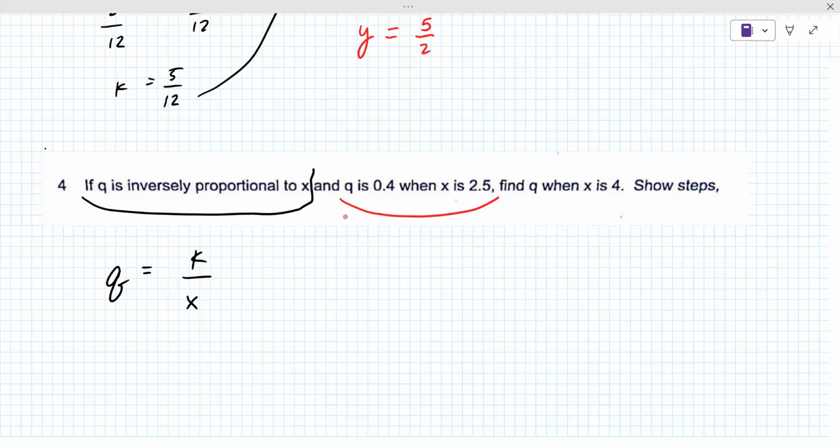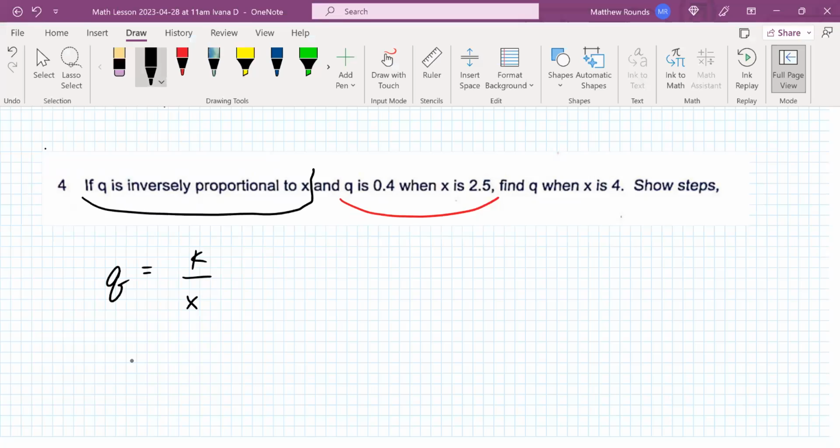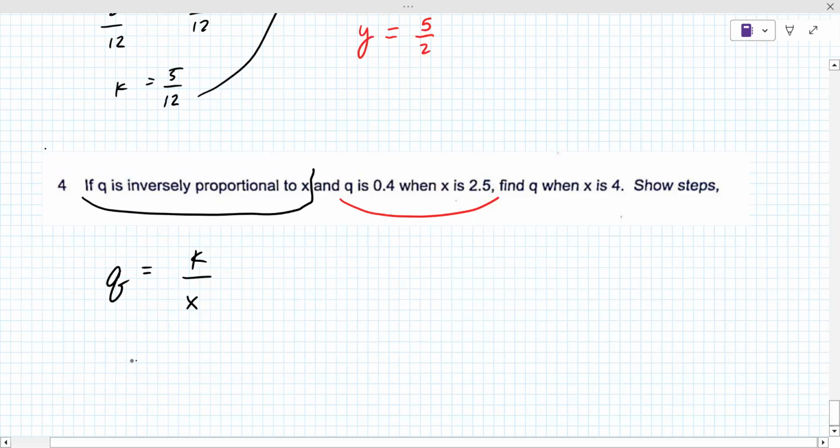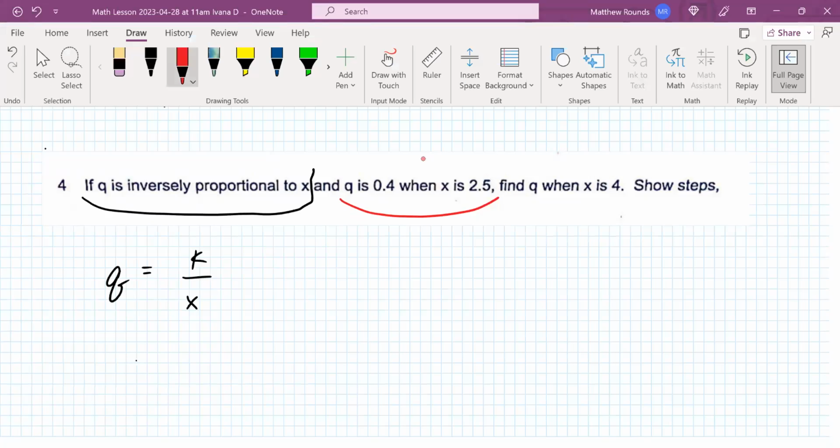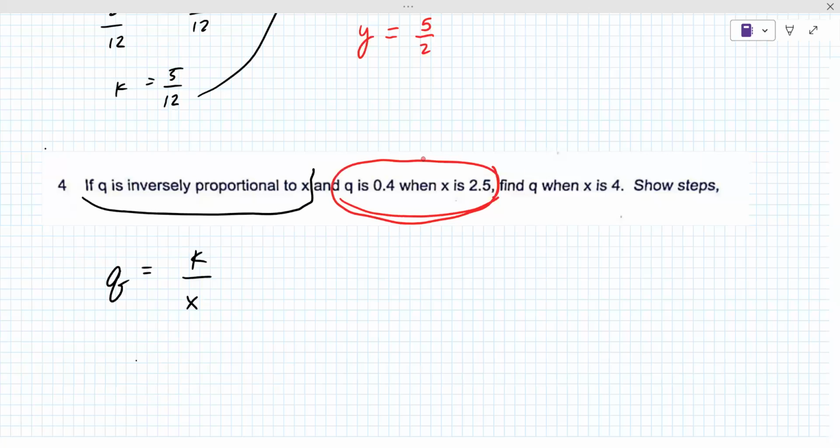Okay, so 0.4 equals K over 2.5. Wait, sorry. Wait, what? Find Q and X is 4. That makes no sense. No, just focus on this middle piece of information right here. Q is 0.4, X is 2.5. You're going to solve for K. So I replace the Q as 0.4, and then it's K over 2.5. Yes, and you're going to solve for K.